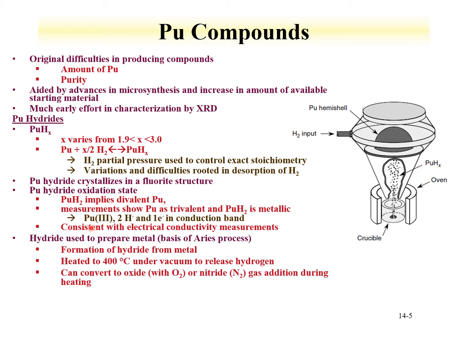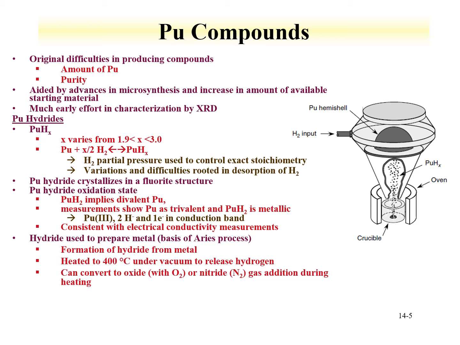So what we seem to have is plutonium-3, 2 negative hydrogens, and 1 electron in a conducting band. And this is consistent with conductivity measurements that were performed on plutonium hydrides. Some of the properties of the plutonium hydrides are exploited in some processing.